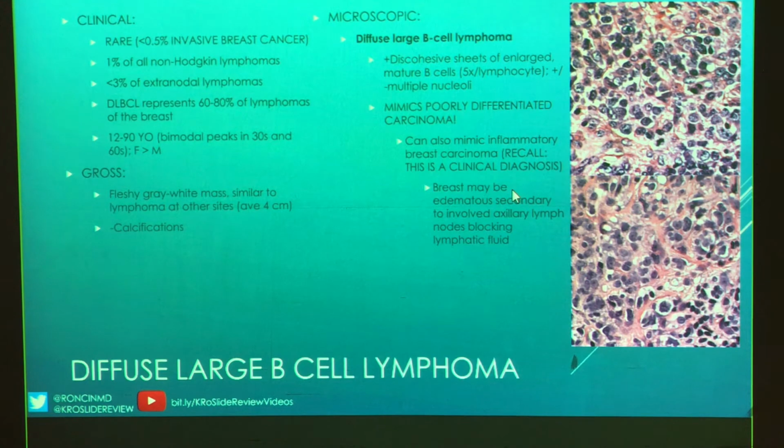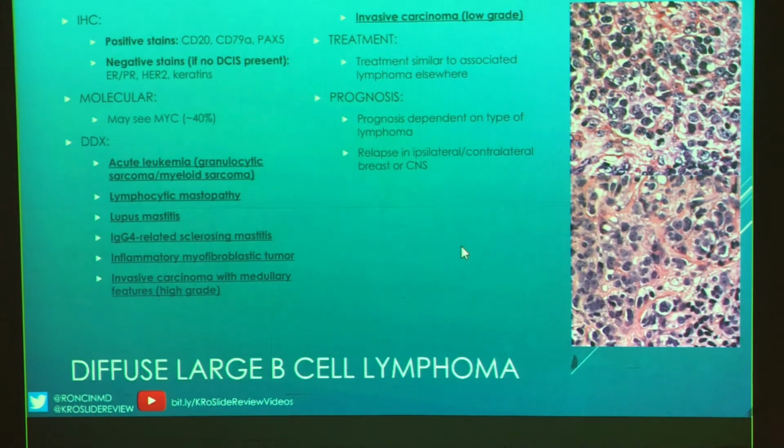What else? So this is a lymphoma, and if you have involved lymph nodes, you can have blockage of your lymphatic fluid. So you could have edema not only in the breast, but in the arm as well, on the same side. Okay, well, I didn't do too bad. Okay, so CD20, CD79a, and PAX5, right, because PAX5 would be your immature B cells. So the caveat to your negative stains is that there's no DCIS, right? This is a lymphoma, it's not a breast carcinoma, so your hormone receptors are going to be negative, HER2 should be negative, and again, it's lymphoma, so keratins should be negative.